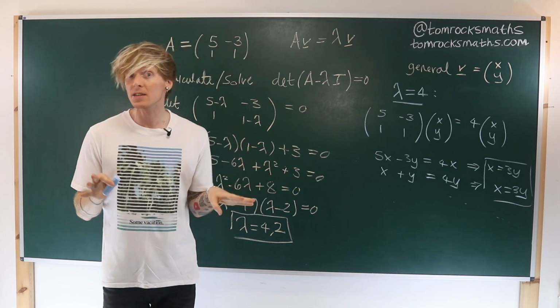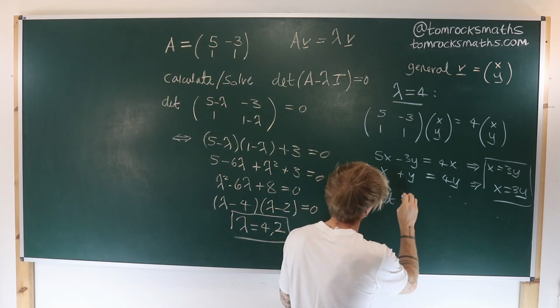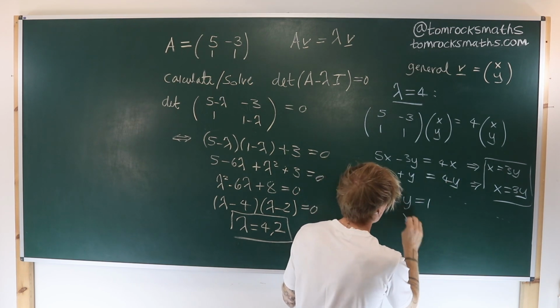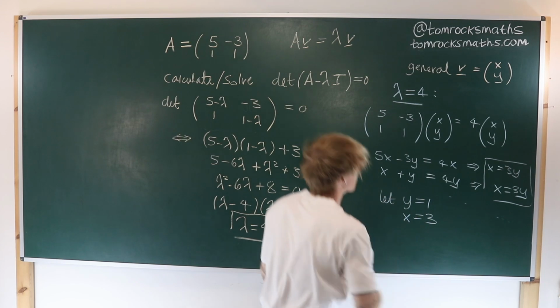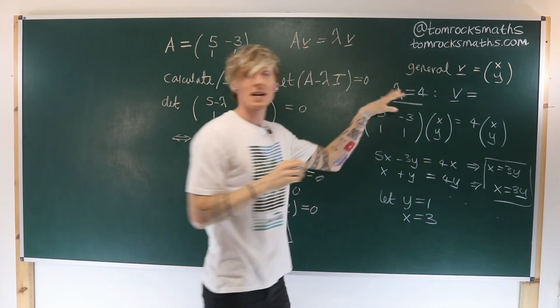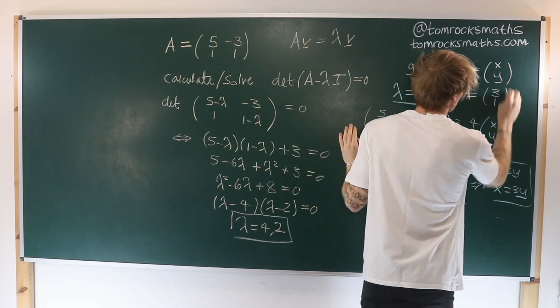So we're free to pick one of the values for x or y. So to make things easy for ourselves, I'm going to let y be equal to 1. And then in order to satisfy this equation, I need x to be equal to 3. So this gives me my eigenvector for the eigenvalue of 4 to be given by (3, 1).